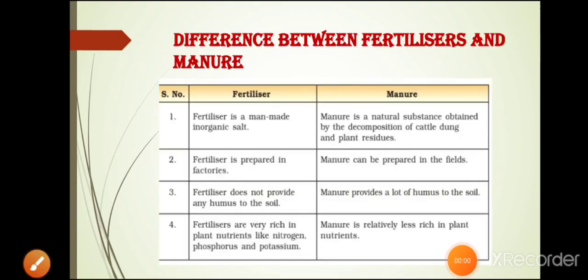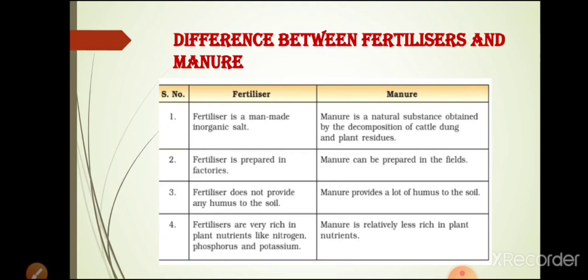Next topic is the difference between fertilizer and manure. As you already studied what fertilizers are and what manure is, now we will study the difference between them. Fertilizer is an inorganic substance which is man-made. Manure is an organic and natural substance. Fertilizers are prepared in factories, whereas manure can be prepared in the fields.